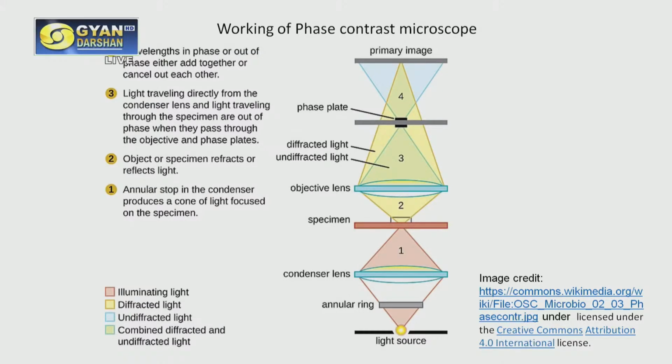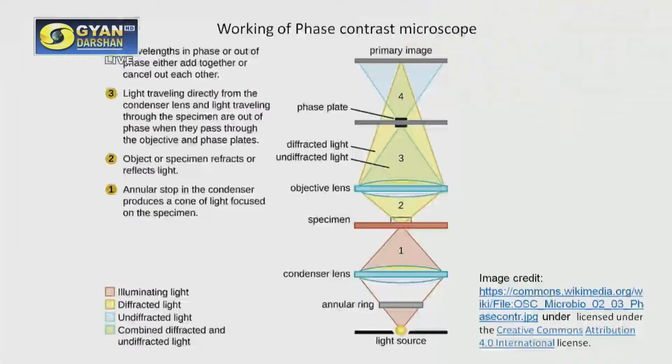When the diffracted light and the non-diffracted light recombine again, it produces the contrast image under the phase contrast microscope. Here you can see the illuminated light, diffracted light, undiffracted light, and the combined diffracted and undiffracted light. So basically, the phase contrast microscope is a microscope that detects the changes in the refractive index between the surrounding medium and the cells, and this is the result produced by the phase contrast microscope.